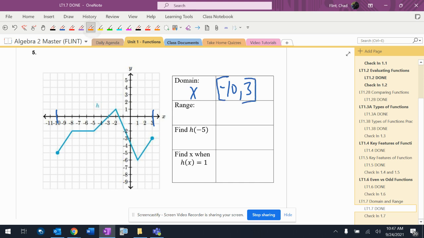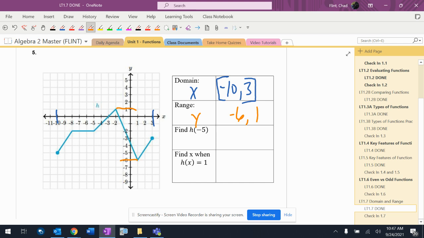The range, which is the y values, all right, so where's the bottom of the graph? The bottom of the graph is right there. The top of the graph is right there. So it is in between -6 and 1. Again, we're talking about the up and down, which is harder with graphs like this because it goes up and then comes down and then goes back up again.